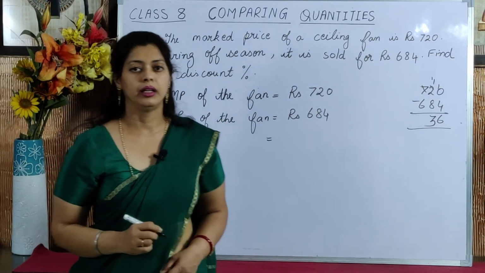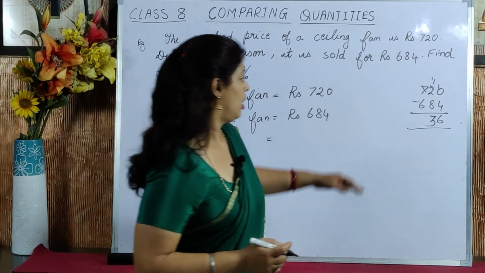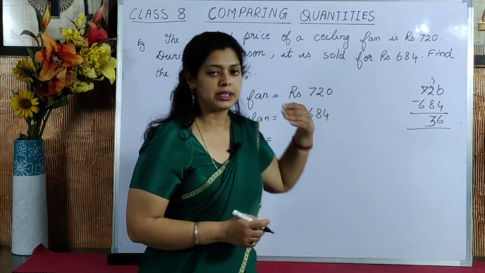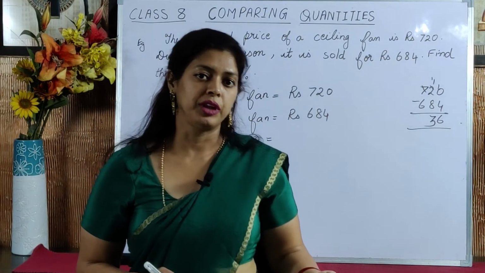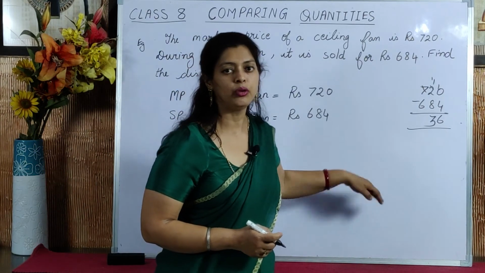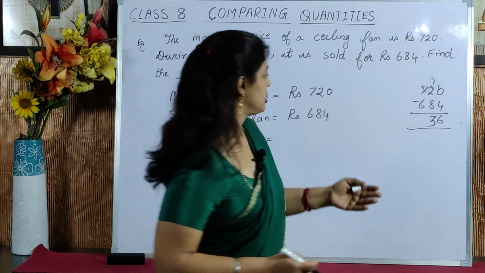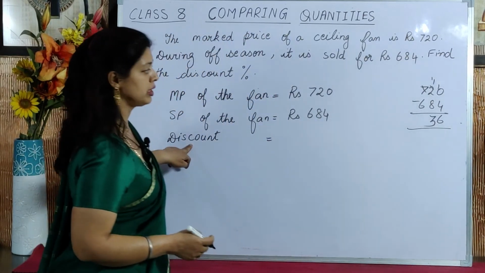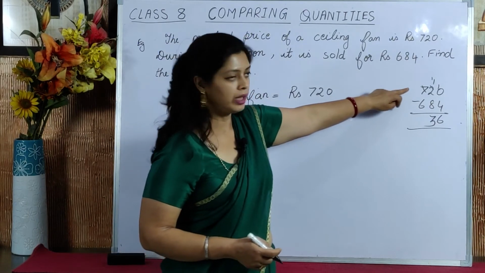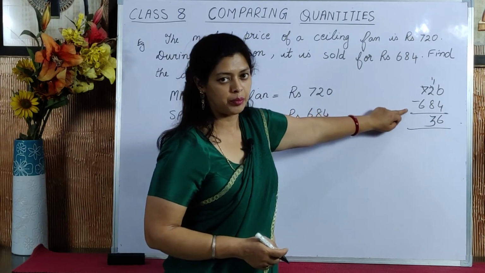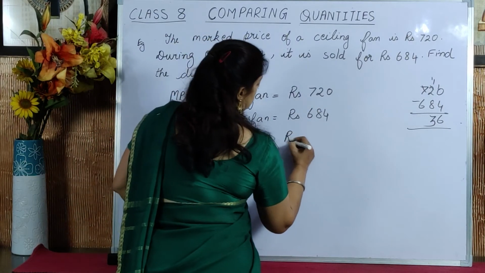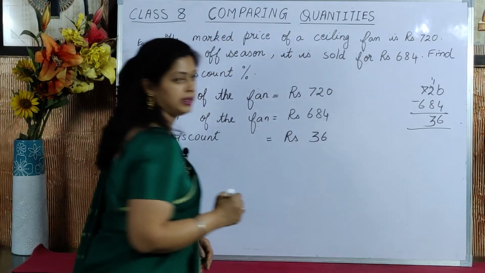Just like in percentage change, how did we calculate the percentage increase or decrease? Percentage increase or decrease was given with the formula change in value upon the original value multiplied by 100. Similarly, here the discount is also change in value. Here the change in value is the difference between the mark price and the sale price. Your mark price is the original price. So rupees 36 is the discount.